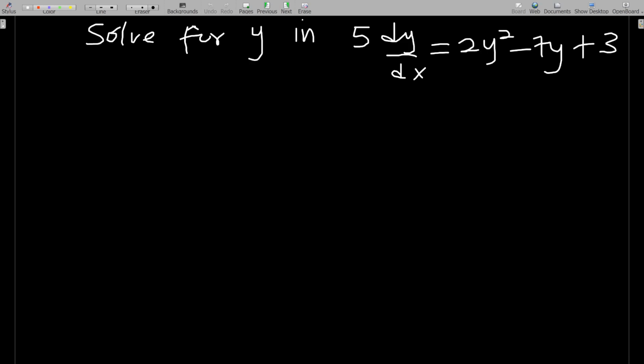Now solve for y in this. Like I said, always remember your integrations. Here we'll go through a very tedious integration, but I'll go through it with you, don't worry. To solve this, like I said, make sure you separate them. So I have 5 dy dx. The question is solve for y, so make sure that after everything you make y the subject. Some of the questions will ask you to make y the subject.